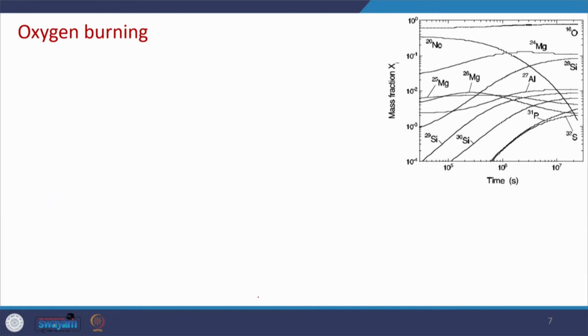All right. Now, after neon is over, we have oxygen coming into the picture. Same kind of diagram, mass fraction versus time. If you see, then you can observe it is oxygen 16, I have already shown you this diagram.